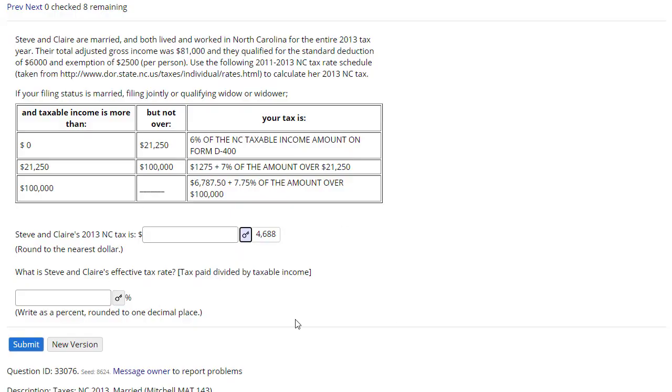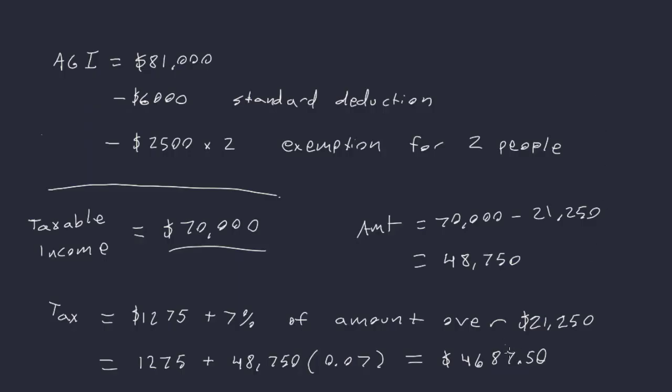So when we do this calculation, we get $4,687.50. Look back at this problem. Okay, it tells us to round to the nearest dollar. All right, so that would be 4688. Right, so if we round to the nearest dollar, that 0.5 would round that up to 8 there.